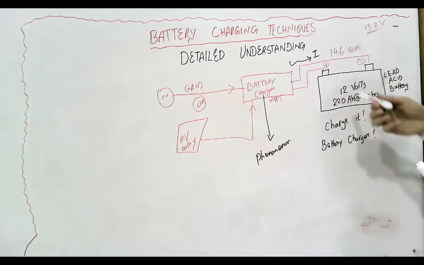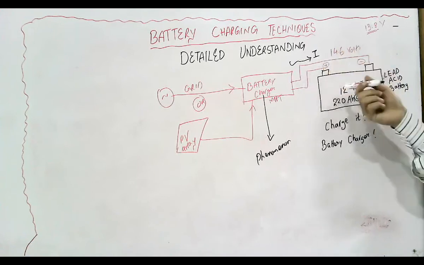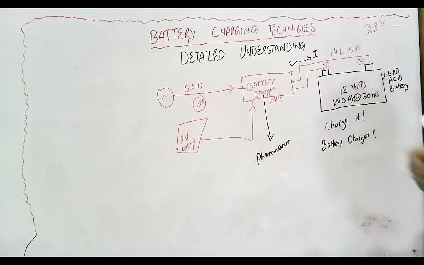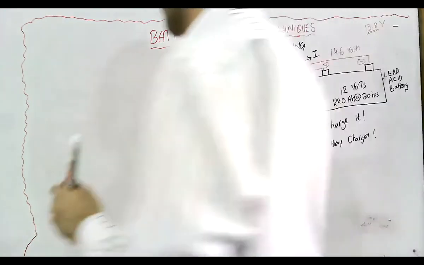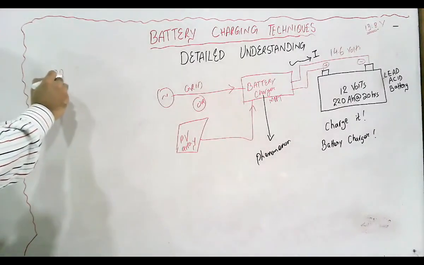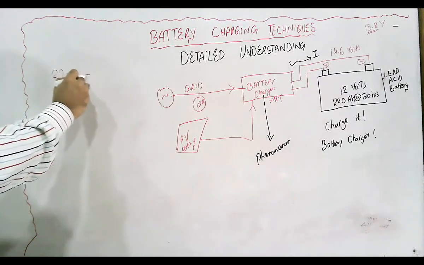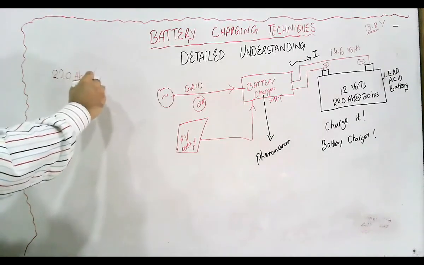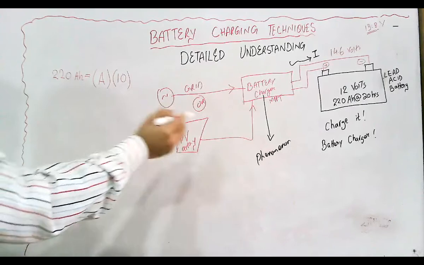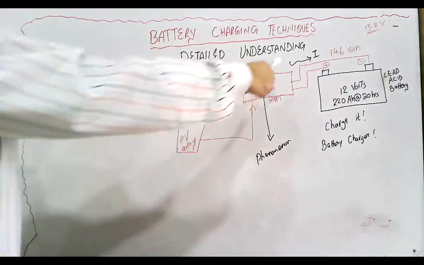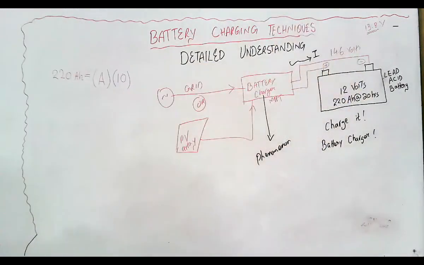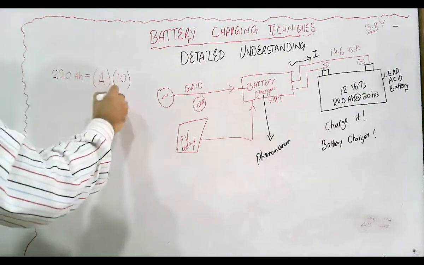If this is the battery, then how much maximum current could this battery draw from the battery charger? We can calculate that current by this formula: 220 ampere hour equals current in ampere times 10, because we are now finding the charging current, not the discharging current, and 20 hours is mentioned for the discharging time. So this is 10 hours.